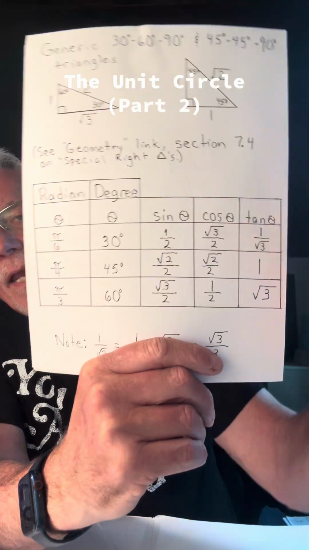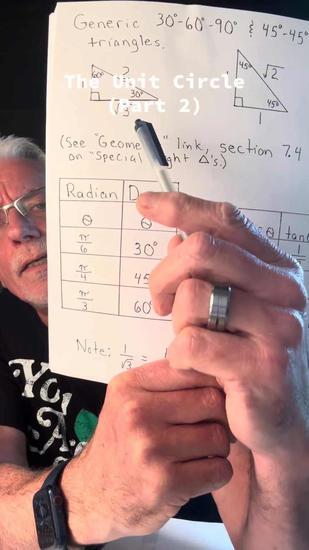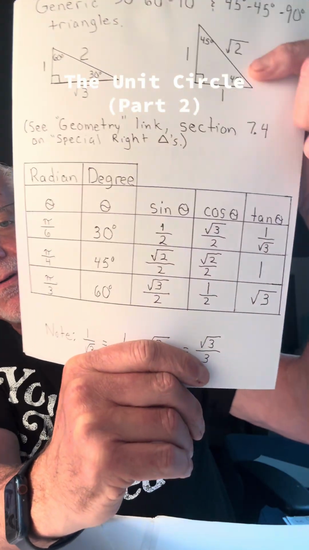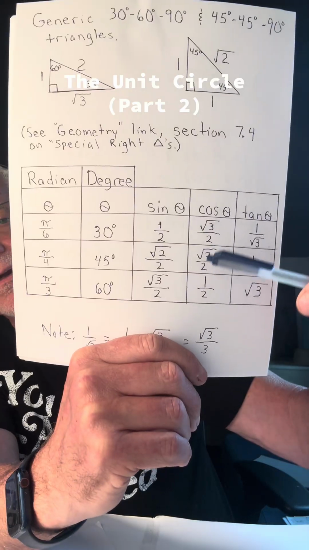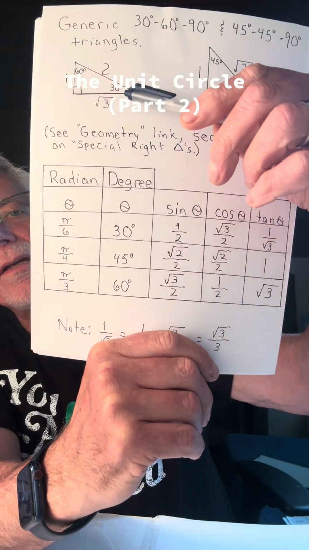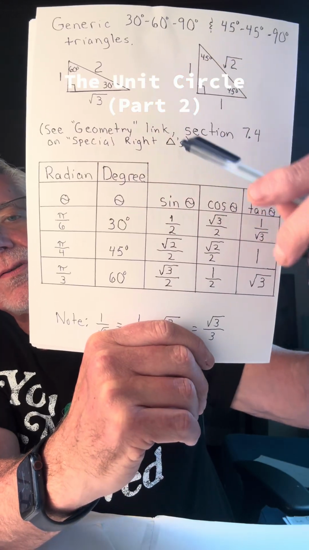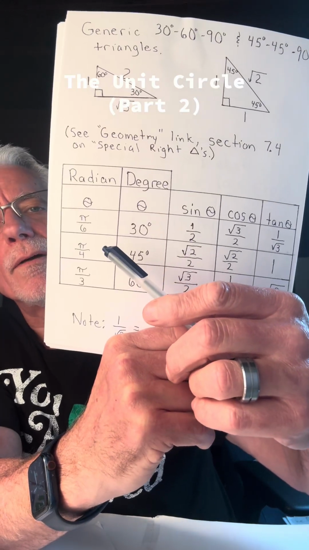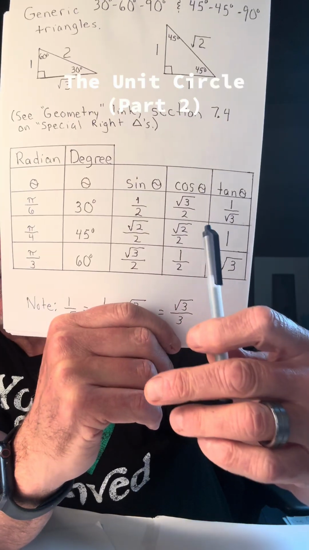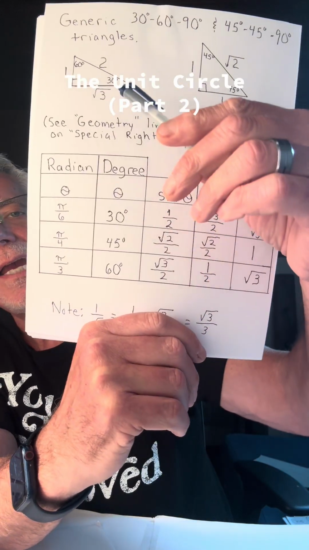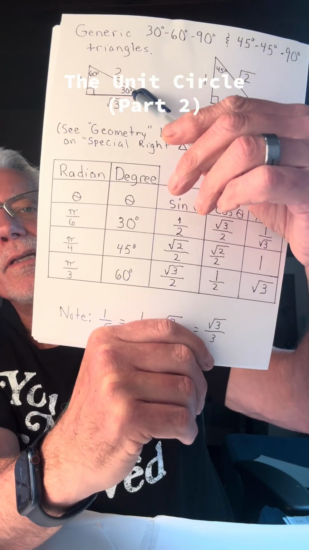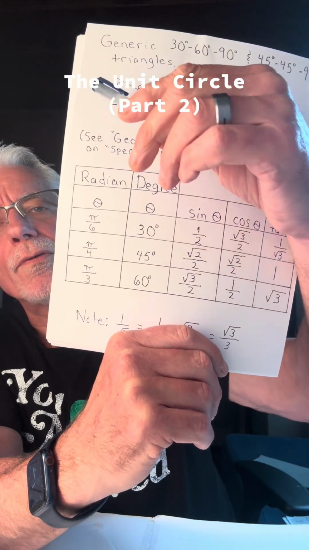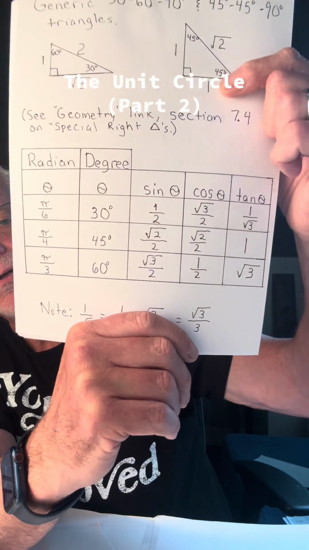And then the cosine is going to be adjacent over the hypotenuse, so root 3 over 2. That's what that says right there. So the cosine of 30 is adjacent over hypotenuse, root 3 over 2. And then the tangent is opposite over adjacent, old apples. So 1 over root 3.